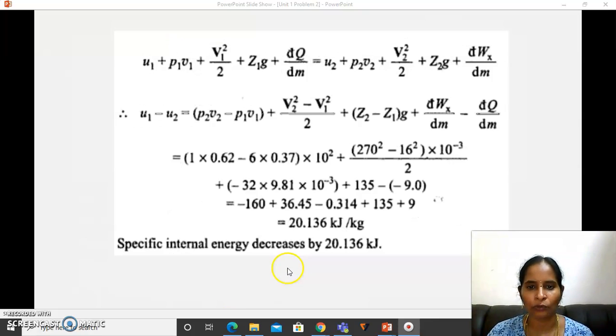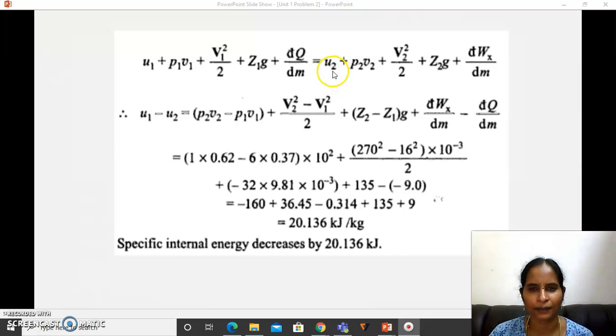As I told, first they have written the full form of SFEE. SFEE means steady flow energy equation. U1 plus P1 V1 is H1, plus V1 squared by 2 is the inlet kinetic energy, Z1 g is the inlet potential energy, plus del Q divided by dm, which is the heat given to the system per unit mass. And then the energies at the outlet.